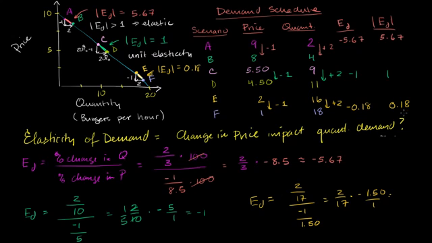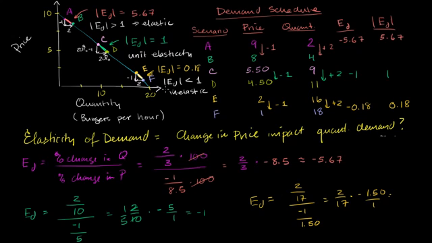So that means that you're relatively inelastic. You're not getting a lot of change in quantity for the magnitude of your change in price. And so if the magnitude of the elasticity of demand is less than 1 over here, we call that either relatively inelastic or just inelastic.